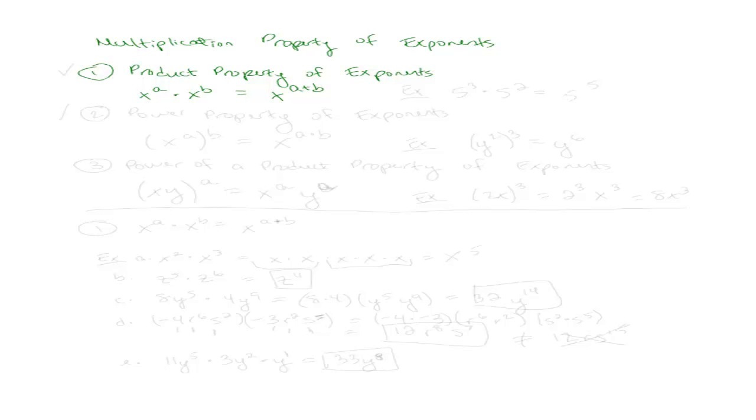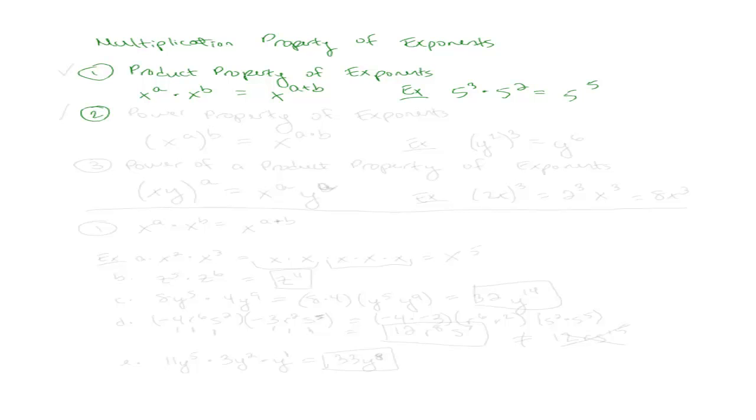Okay, so let me give you an example of that. An example of that is if I have, for example, 5 cubed times 5 squared. Well, here I have the same base, being 5, and different exponents, 3 and 2. So I'm just going to add up my exponents and keep the same base. So my answer is going to be 5 to the 5th power. Okay, that's the first rule.